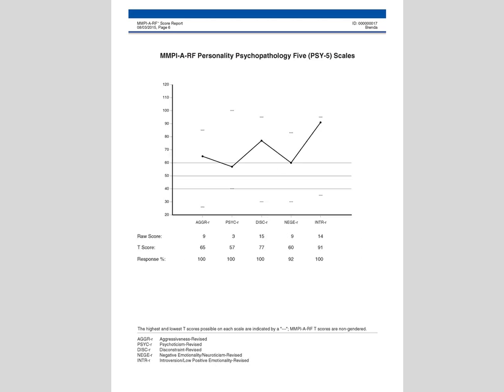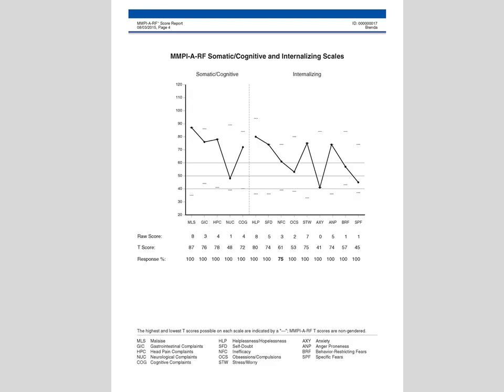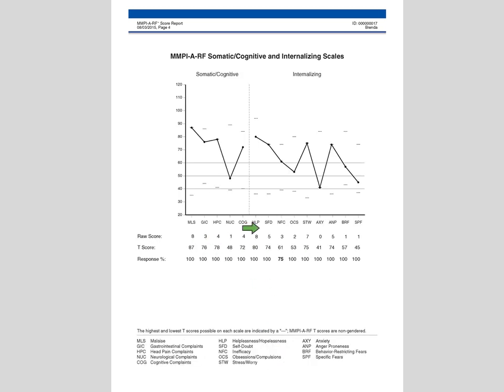And flipping over to the Psi-5 scales, for example, we would notice that introversion, low positive emotionality, is markedly elevated at a T-score of 99. Going back and looking at RCD, demoralization, the second most elevated scale, we could look at the internalizing scales and see that Brenda has elevated a number of them.